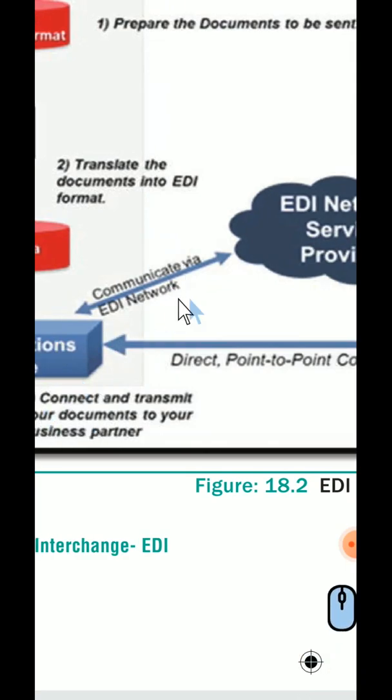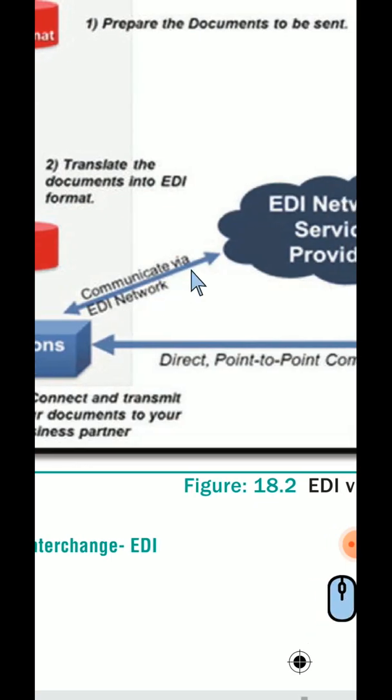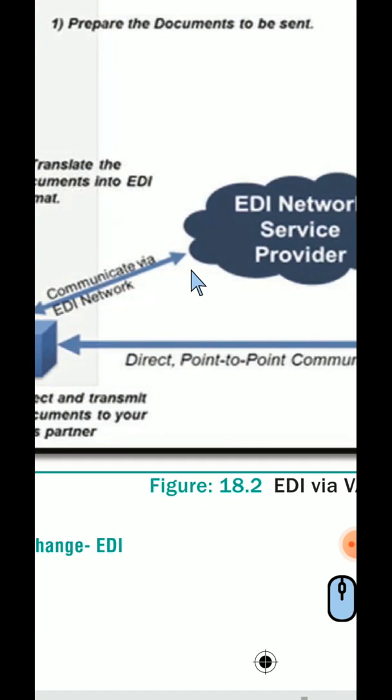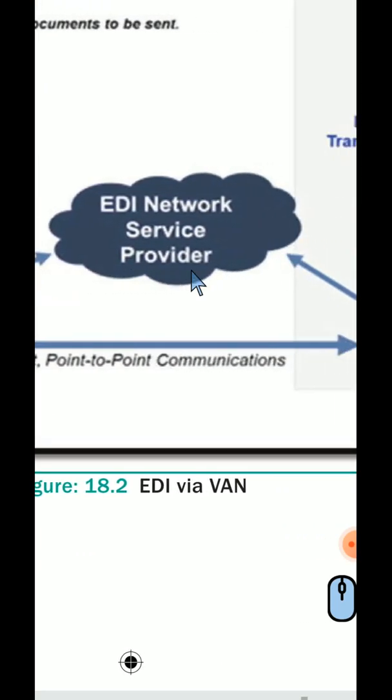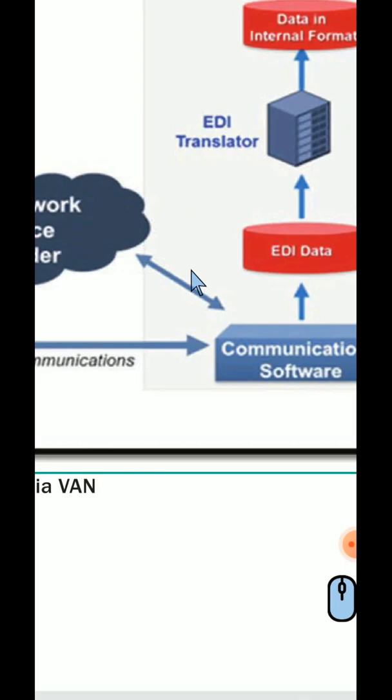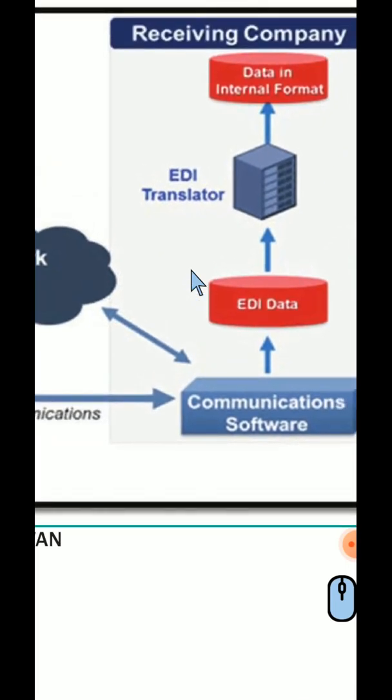And here we have this network. The communicated documents will be transferred to the receiving company through this EDI network service provider, and from here they will get the details of the data that is requested by the sending company. The receiving company will also send its internal data if they want to bill for the particular products requested by the sending company.